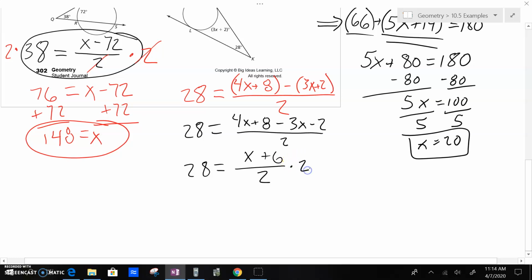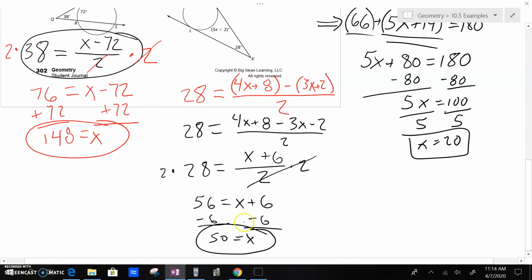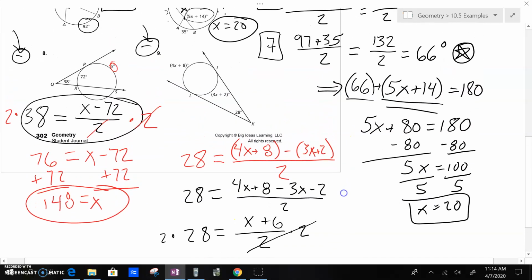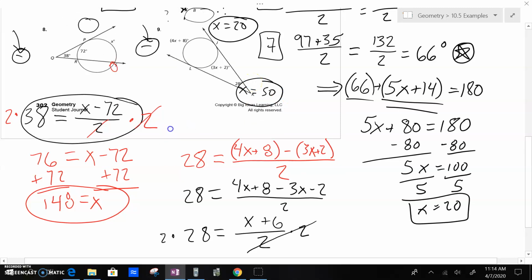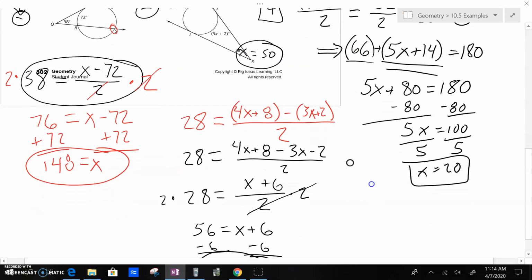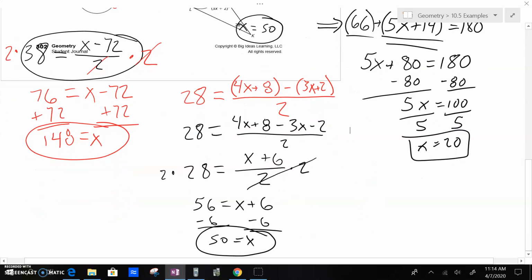Multiply by a 2 on both sides. Same step as the last time. Those 2's over here will cancel. And then 2 times 28 is a 56. And that's equal to x plus 6. And then I'm just going to subtract 6 from both sides. And in this case, then x is 50. And that's it. So that gets me my x value. And I'll write it up here as well. X is 50. So that's show the steps here. If I can grab hold of it. Oh, grabbing the wrong thing. There's my x is 50.